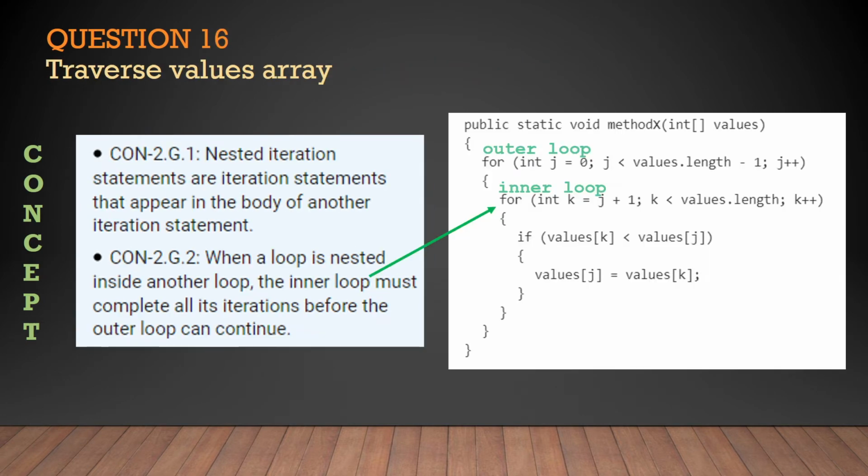So what's actually happening here? Well, it's doing a test. If the values k is less than the values j. What is values k, j? Well, k is the inner loop, j is the outer loop.